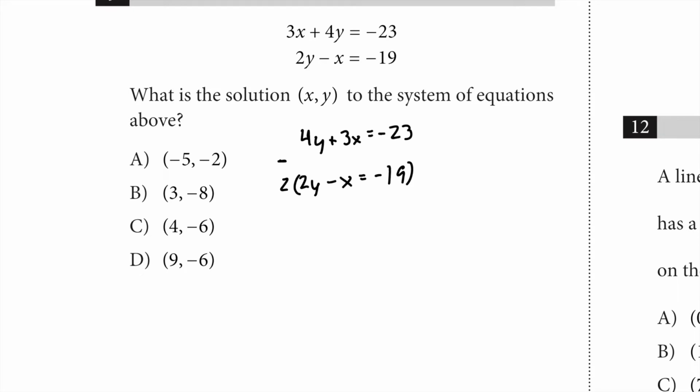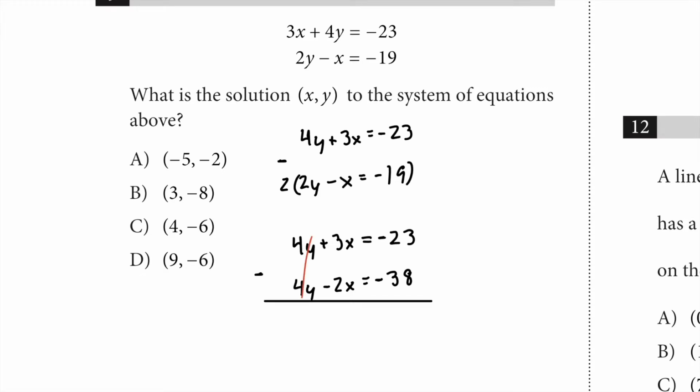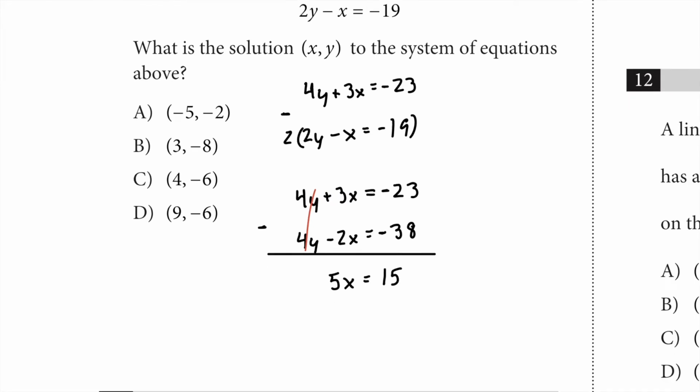And so this is going to turn into 4y plus 3x equals negative 23 minus 4y minus 2x equals negative 38. The y's cancel out. We're left with 5x equals positive 15. And so we know x equals 3. The only answer with the x value being equal to 3 is the letter B.